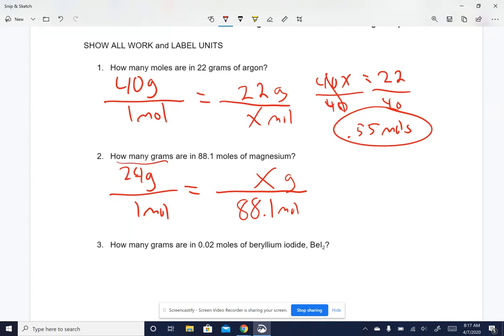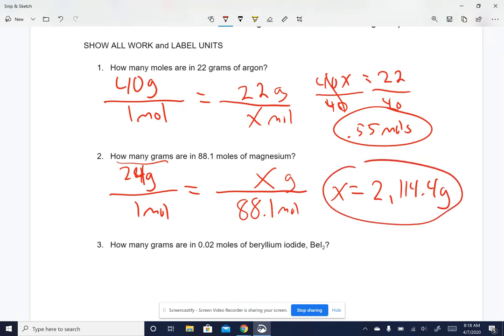These are easier because you just multiply 24 times 88.1. 24 times 88.1 equals 2,104.4 grams, which makes sense because if 1 mole is 24 grams and you have 88 moles, that's an enormous amount. Okay. All right. Now we're doing number 3.